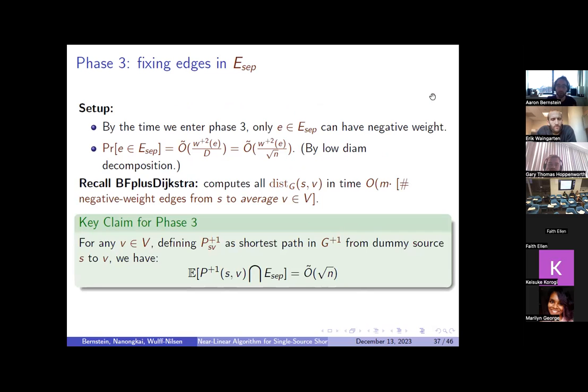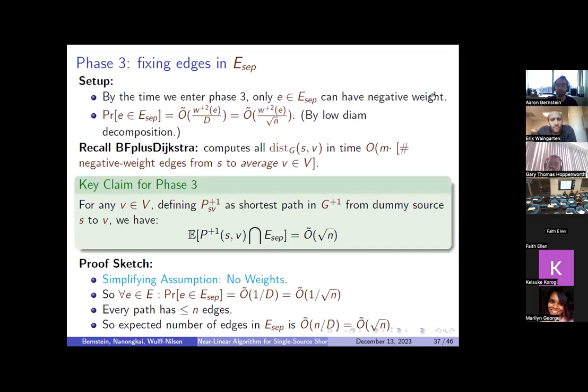So in particular, we want to show the following. In words, this is just saying that if you look at every shortest path, it contains at most root n red edges. And the proof is really simple. I'm going to just give the proof sketch where I make the simplifying assumption that all the edge weights are like a constant. So in this case, for every edge, the probability that it's a red edge is 1 over d. That's just the promise of low diameter decomposition. So it ends up being something like 1 over root n.